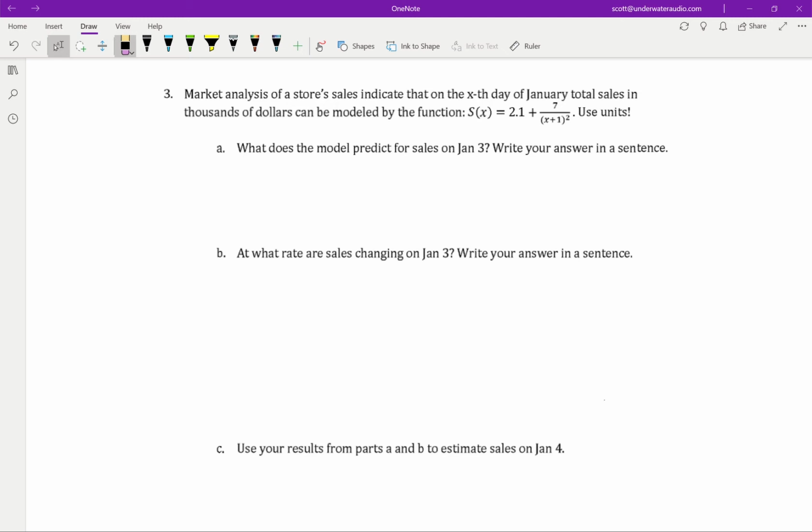Okay, hello, this is problem 3. So a couple of things I wanted to mention. This is actually kind of a common question on exams. And just to give some background here, I am not the person who writes the exams for this class.